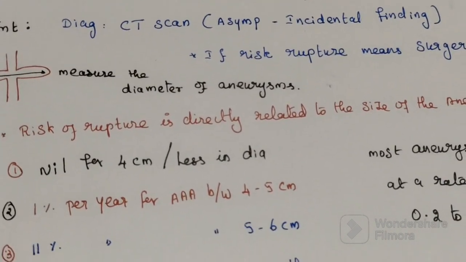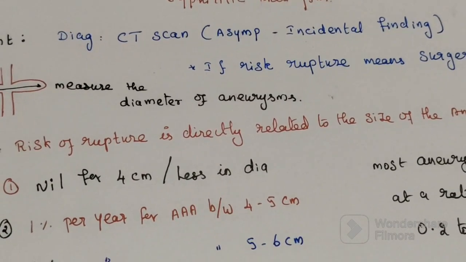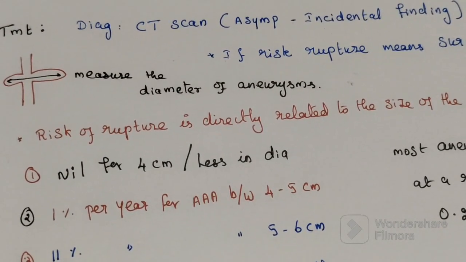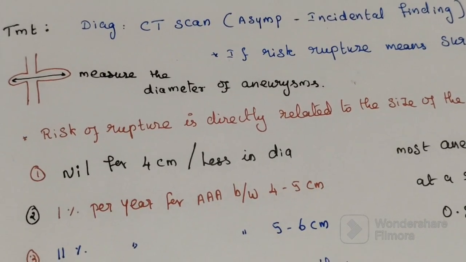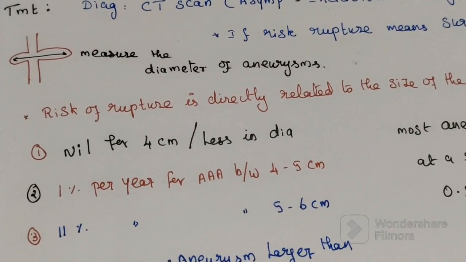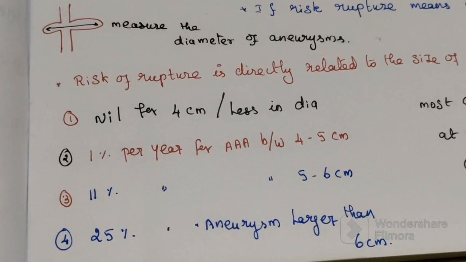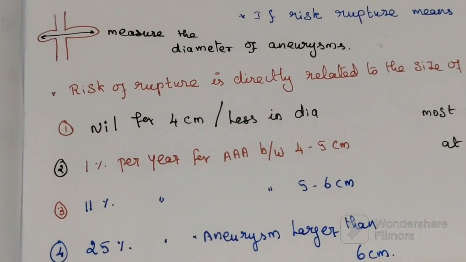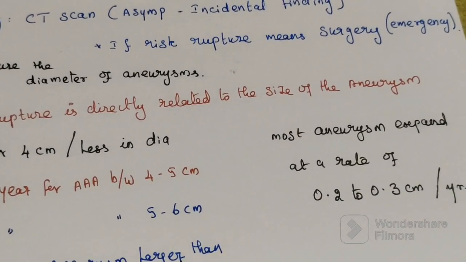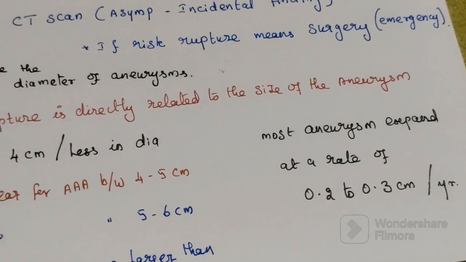Less than 4 centimeter or less, no risk. Don't operate, wait and watch. Then 1%, out of 100 patients, 1 ruptured, 99 not ruptured. Then 11%, 89 people not ruptured, only 11 ruptured. Then 25%, 25% died, 75% survive. So every year it increases in size 0.2 to 0.3 per year.